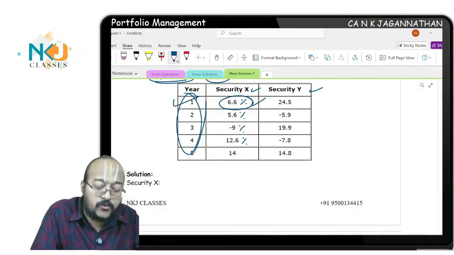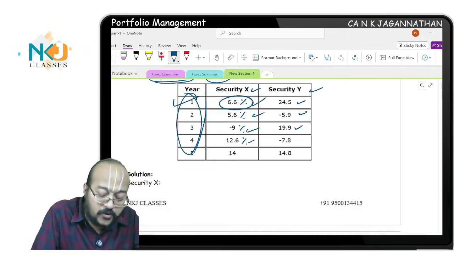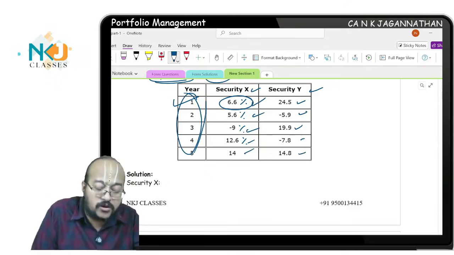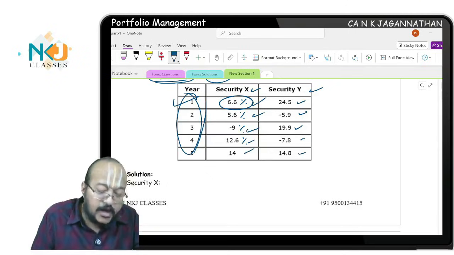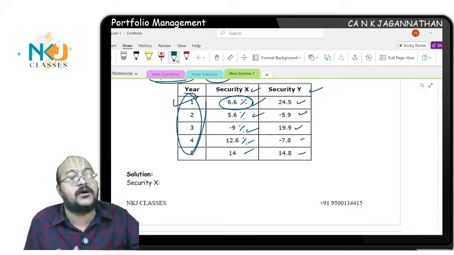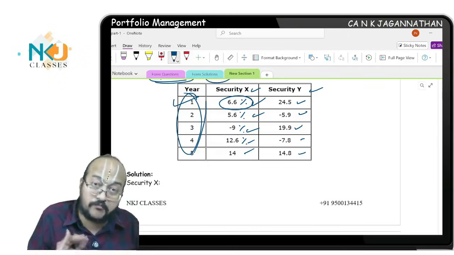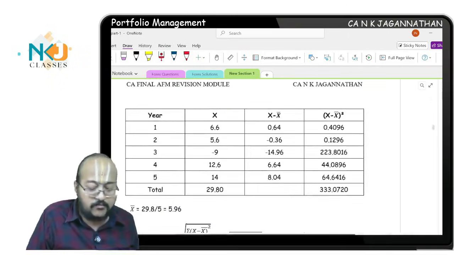Okay, this is how yearly return would have been computed for all these years. Thereafter, they have summarized all this data for the past 5 years and asked us to compute the average return, the expected return, which means the mean return. We need to compute the mean. Now, how to find the mean of security X?